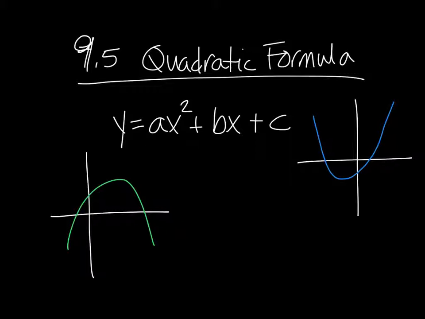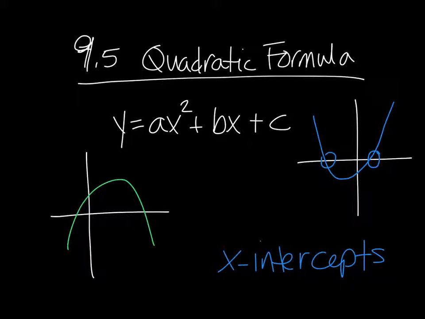And now we have to start looking forward at what else is going on here. One of the things we really, really care about in math is x-intercepts. Okay, this is a big deal. X-intercepts. Where does the parabola cross the x-axis? So we've got two spots on this one, there and there. And we've got two spots on this one, there and there.